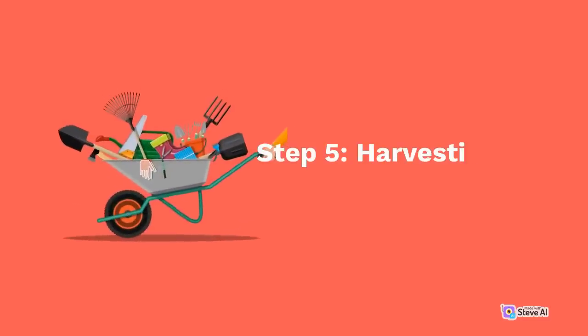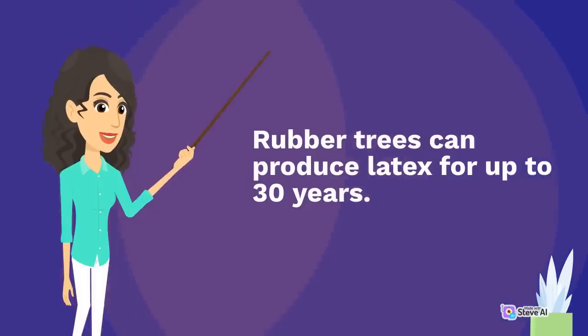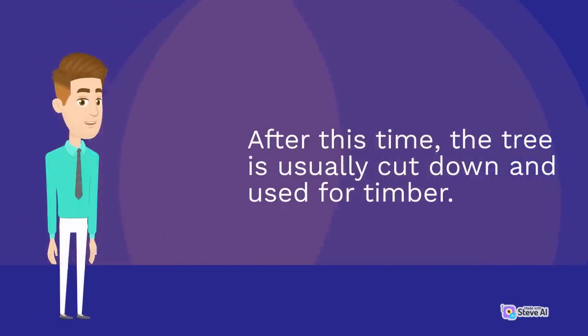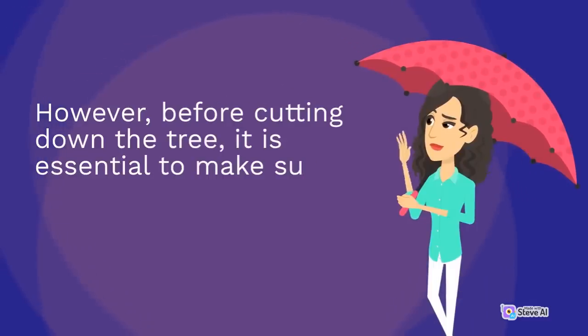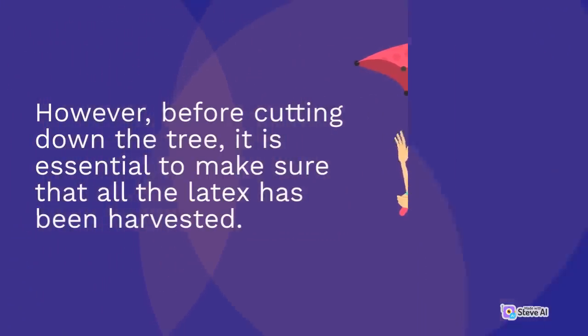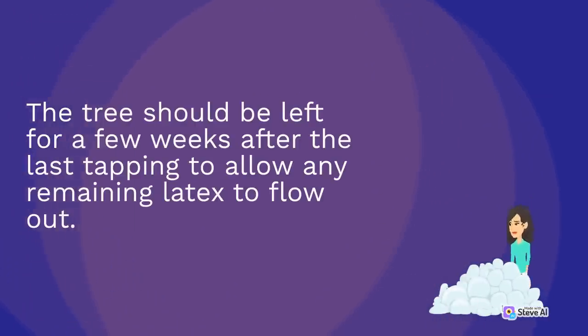Step 5. Harvesting the rubber tree. Rubber trees can produce latex for up to 30 years. After this time, the tree is usually cut down and used for timber. However, before cutting down the tree, it is essential to make sure that all the latex has been harvested. The tree should be left for a few weeks after the last tapping to allow any remaining latex to flow out.